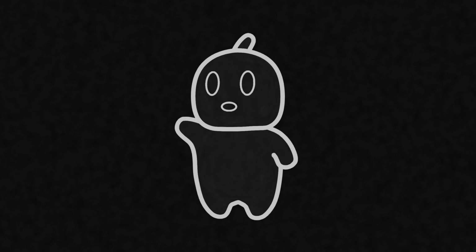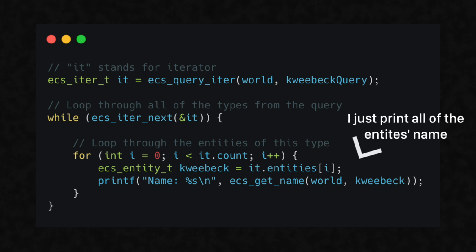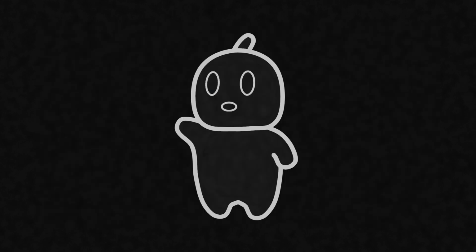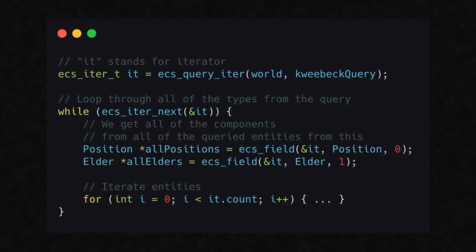Okay, now let's actually iterate through all of the entities. We can use a for loop to go through all of the entities of this type. We can do whatever we want with the entities from there. Now, you probably want to know how to use the components on the entities. Well, for this specific example, we can write this.